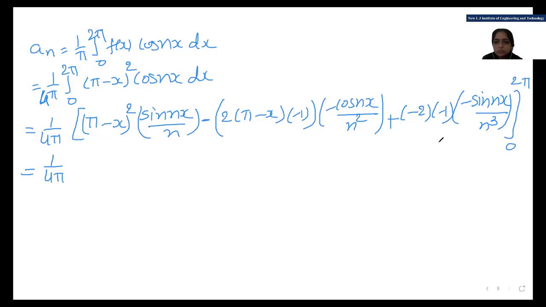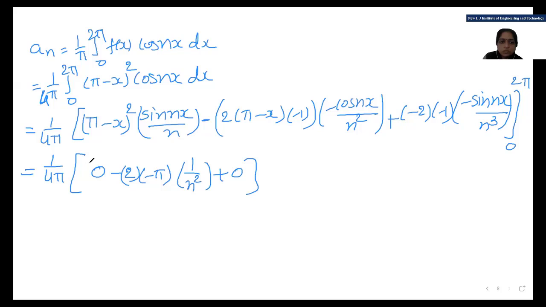1 upon 4 pi. After applying the upper limit, sin 2n pi is 0, so our first term will be 0. Now the signs: minus, minus and minus 3 times minus. So 2 times (pi minus 2 pi), that is minus pi, and cos 2n pi is 1, so 1 upon n square. Again sin 2n pi is 0, so the third term will be 0. So this is the value of the upper limit.